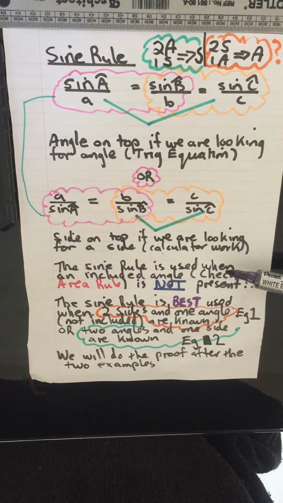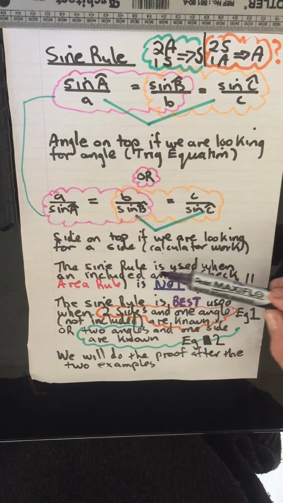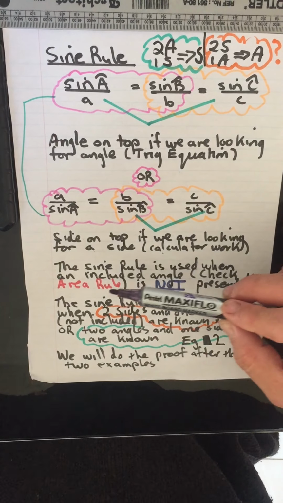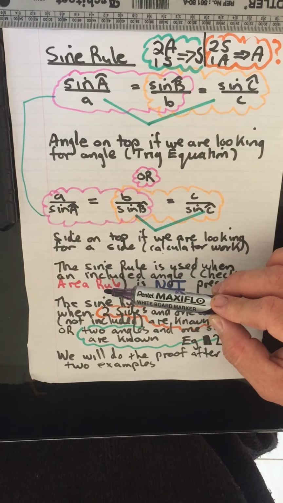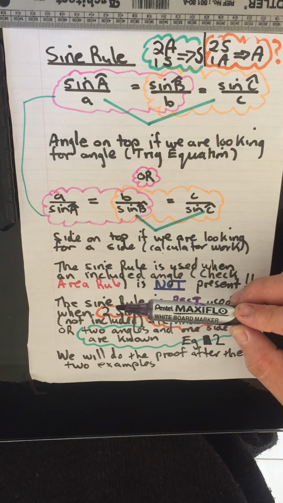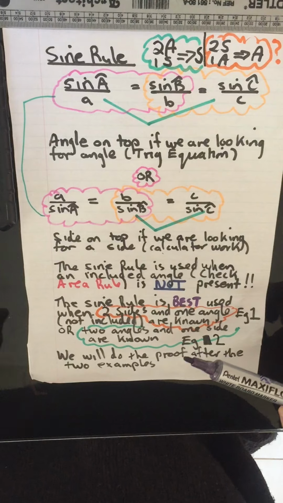The sine rule is used when an included angle is not present. When do we use the included angle? Only for the area rule and the cos rule. Because the angle is included between two sides, I call it the squishy angle.